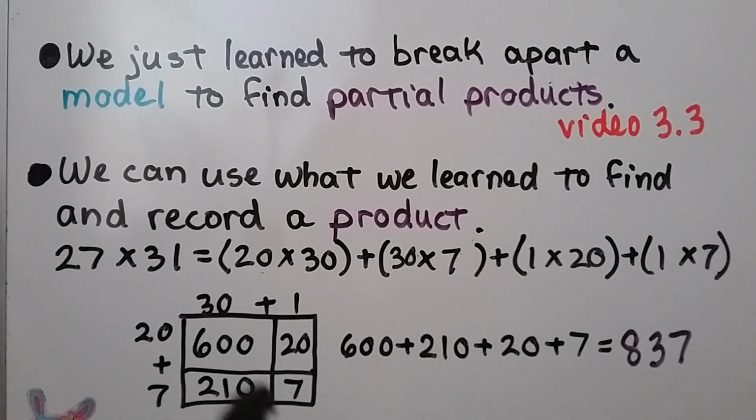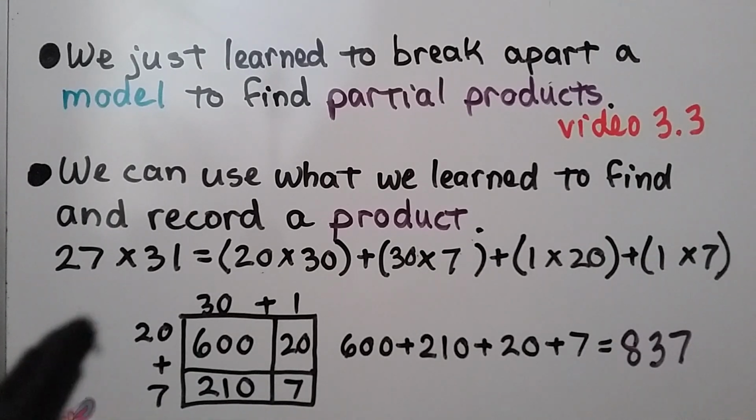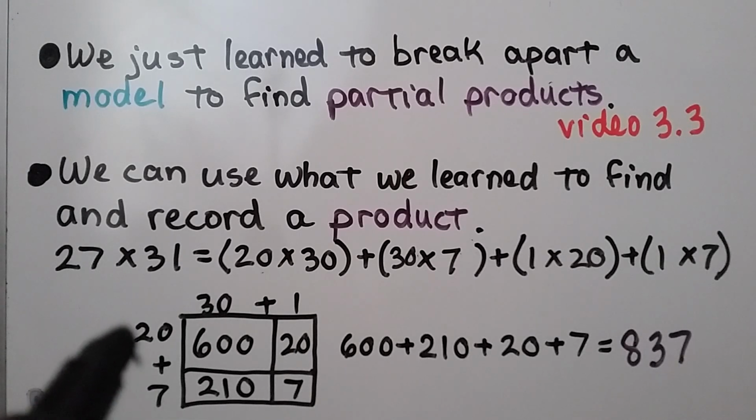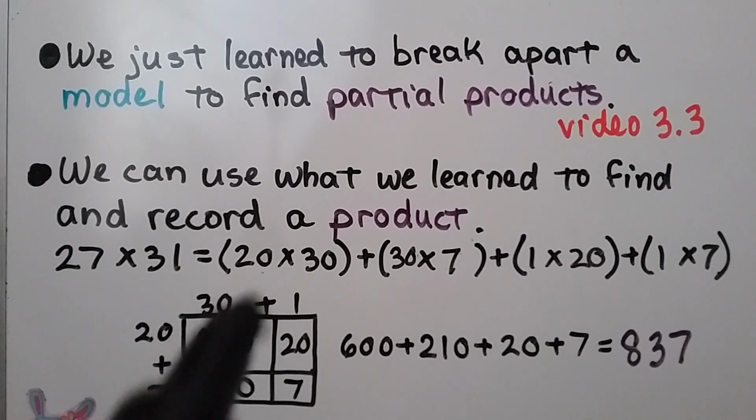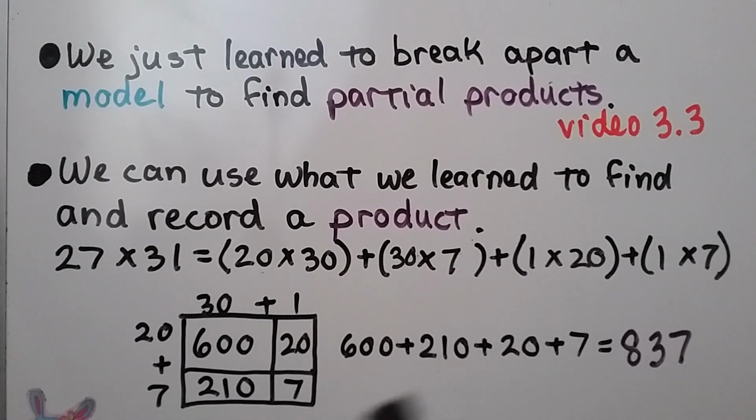We draw our lines to make our 4 boxes for partial products inside. We have 20 times 30. We have 30 times 7. That's the 210. We have 1 times 20. That's 20. And we have 1 times 7, that's 7. We total up our partial products and we get 837.